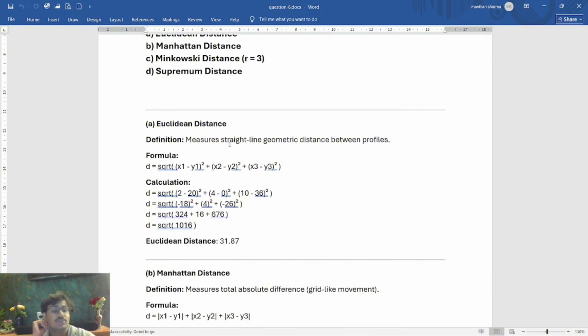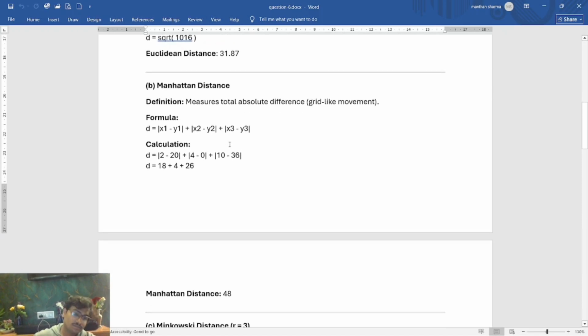Next, the Manhattan distance, also known as L1 distance. This is like walking in a grid, the sum of absolute differences across each dimension. By the formula, D equals |x1 minus y1| plus |x2 minus y2| plus |x3 minus y3|. Calculating, 2 minus 20 is equal to 18, 4 minus 0 is equal to 4, and 10 minus 36 is equal to 26. Add them up, 18 plus 4 plus 26 is equal to 48, so the Manhattan distance is equal to 48. This gives the total movement needed if we travel only horizontally and vertically between the two points.